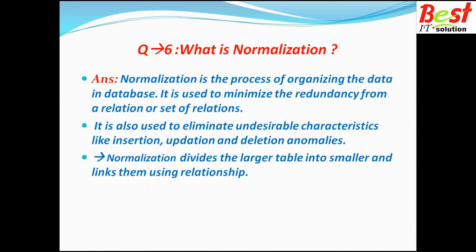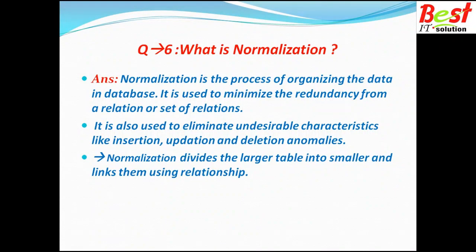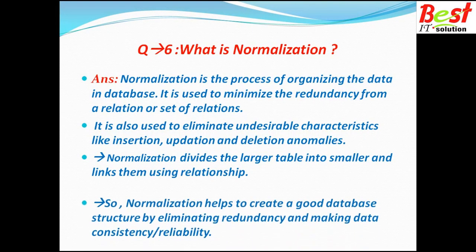Normalization divides the larger table into smaller tables and links them using relationships. This is also an important feature. It divides the larger table into smaller tables and links them using a relationship, using the primary key to link the tables.